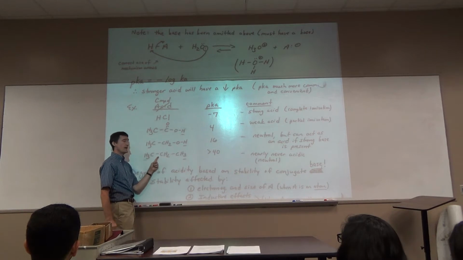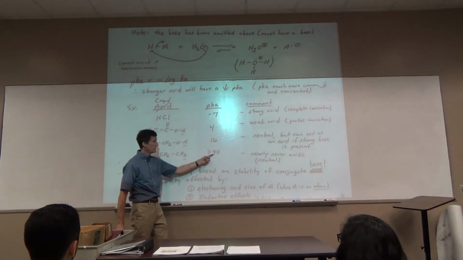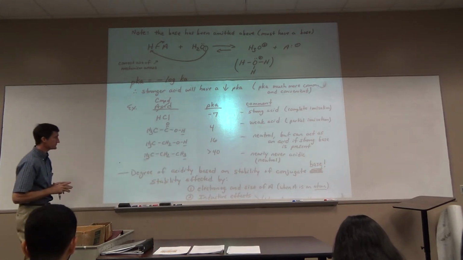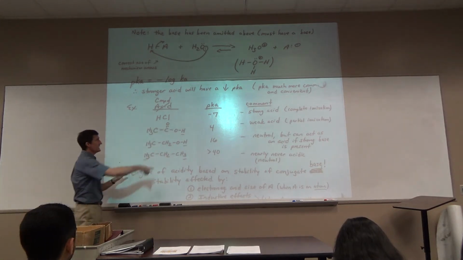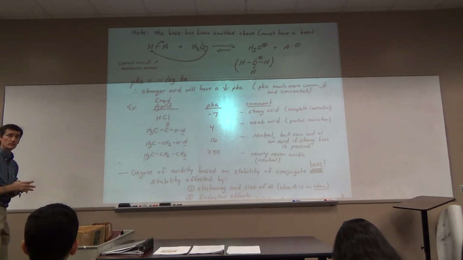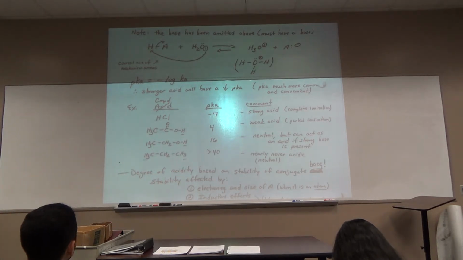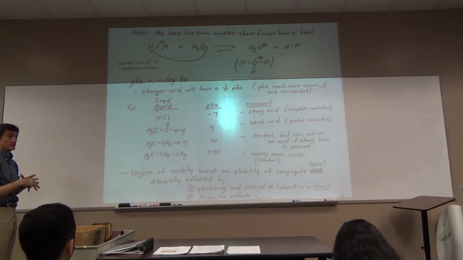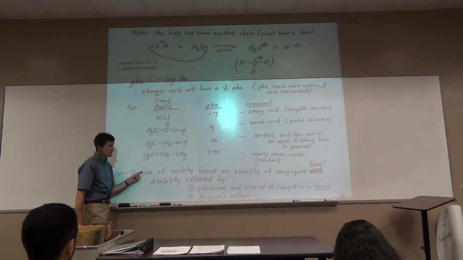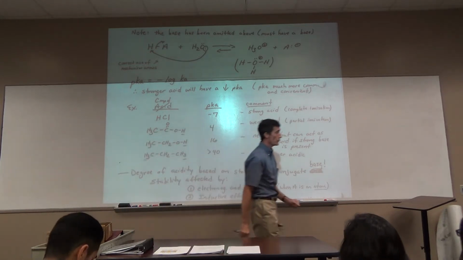Alkane, C-H, not that acidic. pKa of greater than 40, nearly never acidic. Of course, you call it neutral. Okay, how do you rank these? You just memorize it? No, you've got to be able to get a feel for ranking because there's numerous other functional groups that you might be asked to rank. How would you rank them? The degree of acidity is based on, I think, 4 things.